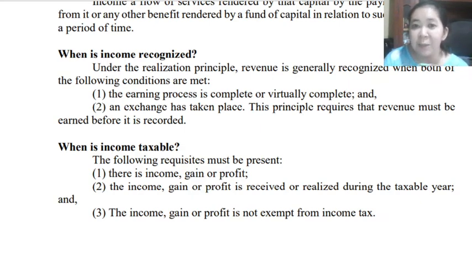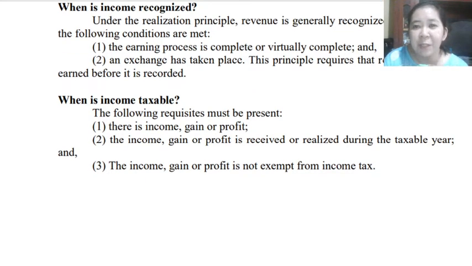So this principle requires that the revenue must be earned before it is recorded. So earned meaning you have already delivered and rendered, okay, to your clients or customers. That is what we mean by income is recognized.